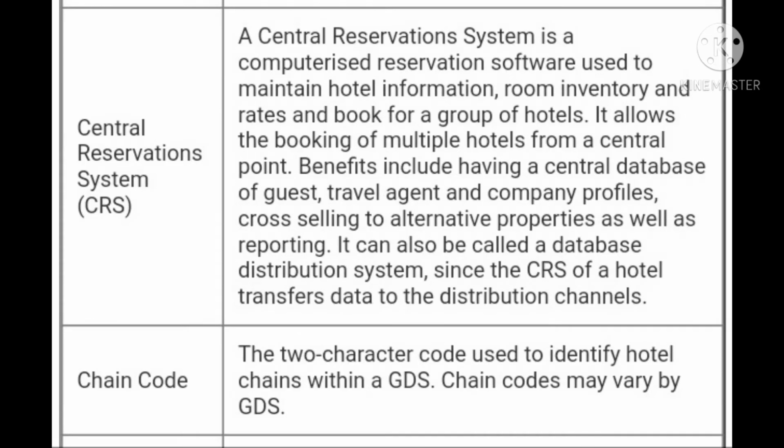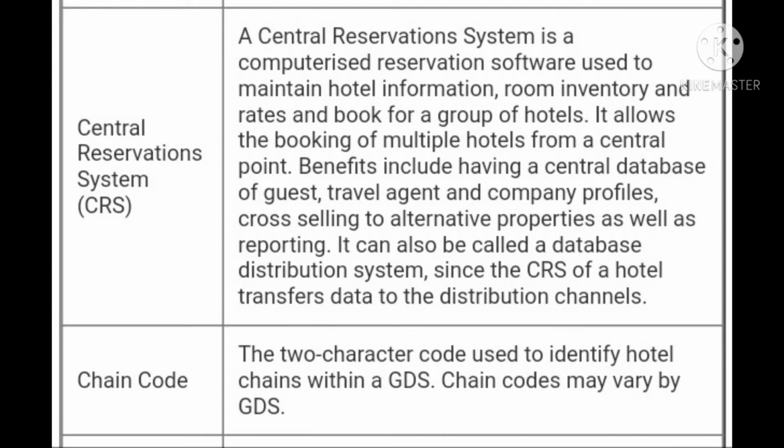Next is the Central Reservation System or CRS. It is a computerized reservation software used to maintain hotel information, room inventory, and rates and book for a group of hotels. It allows the booking of multiple hotels from a central point.